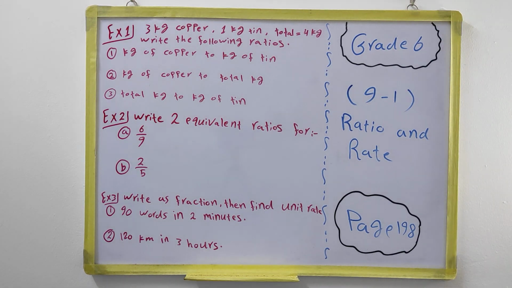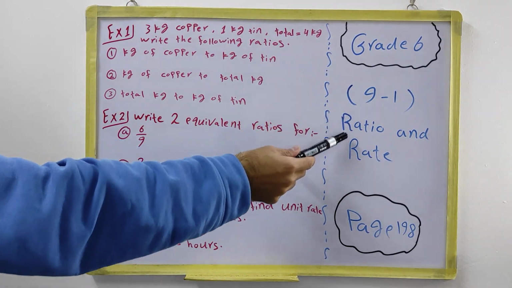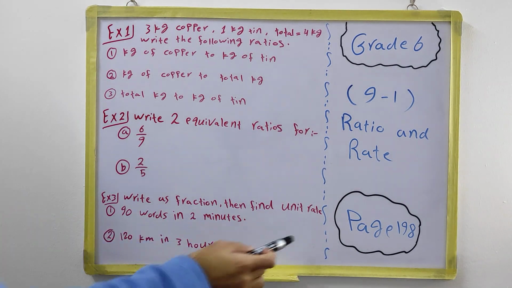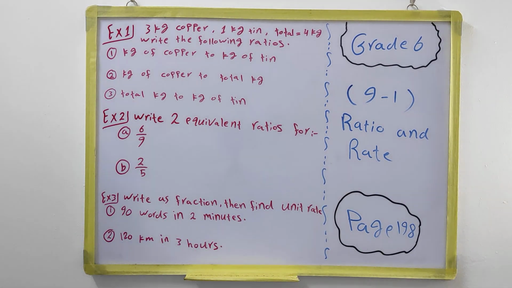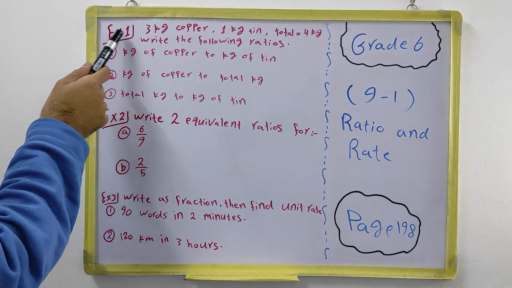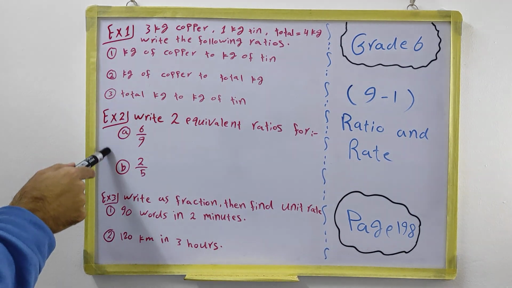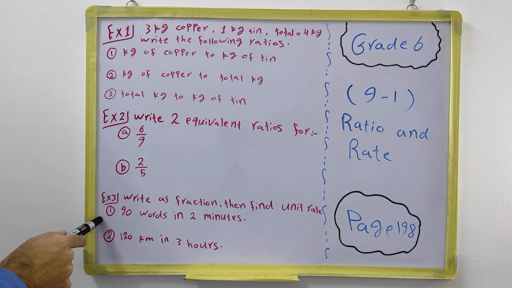Hi everyone, in this video for grade 6 we have unit 9.1, ratios and rate, on page 198 of the book. In this unit we talk about how to write ratios, how to find equivalent ratios, and how to write rate and unit rate.